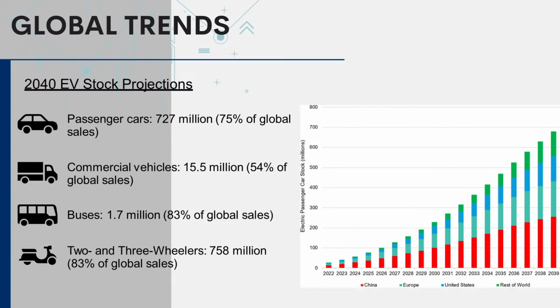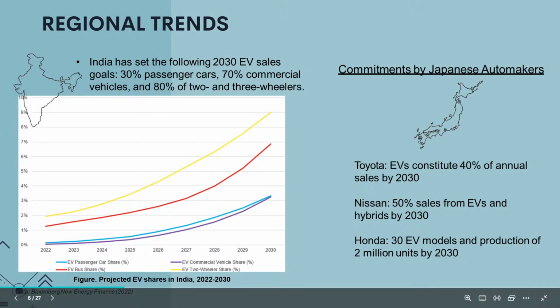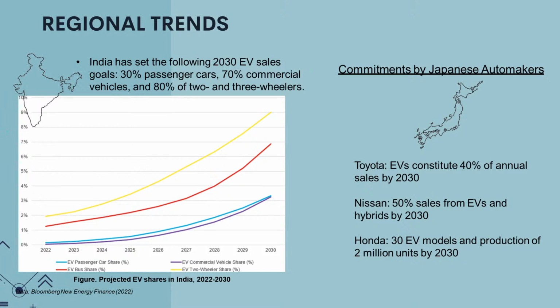These trends show that electric vehicles are becoming the most popular choice for transportation all around the world. They are getting better and more eco-friendly, and people are choosing them to help the environment. That's why these are the electric vehicle stock projections for 2040. I took this data from Bloomberg.